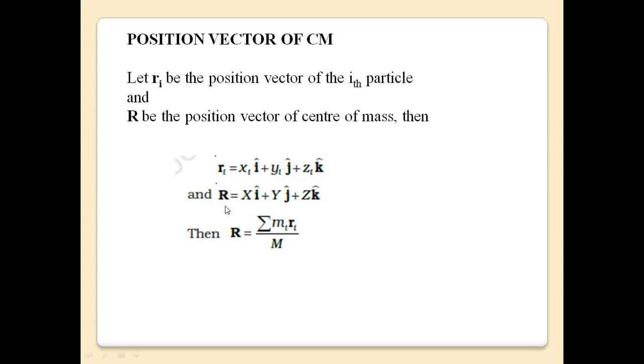And the position vector R of the center of mass from the origin is equal to capital X, Y, and Z, which are the coordinates of the center of mass. So it can be represented as capital X into i plus Y into j plus Z into k. Here R is equal to sigma mi ri by M.